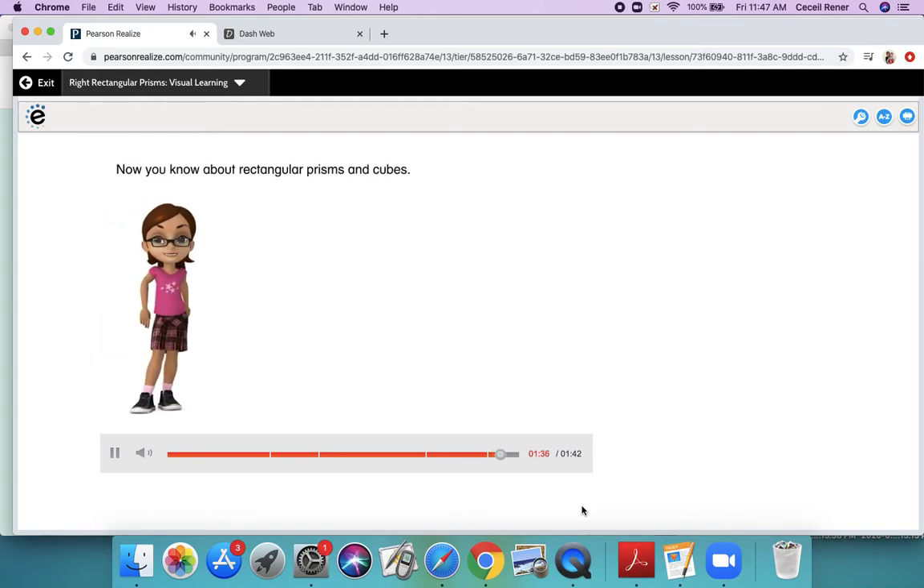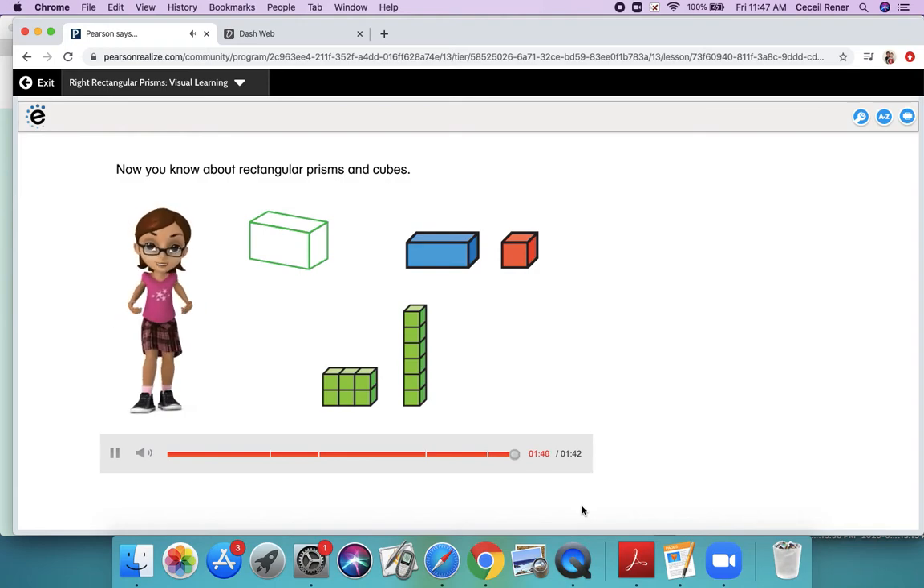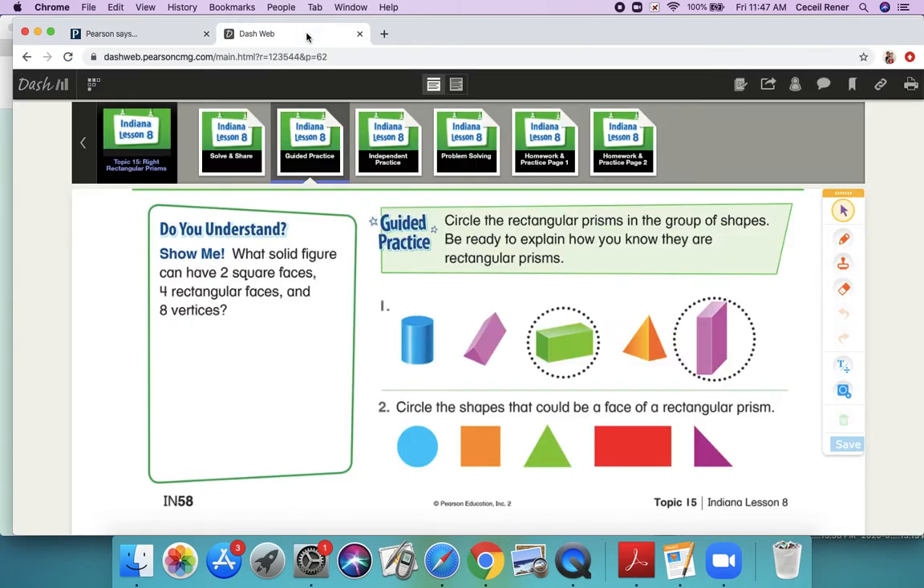Now you know about rectangular prisms and cubes. Good job! Yes, good job. So now we're going to practice. So now we need to be on IN58. It says circle the rectangular prisms in the group of shapes. Be ready to explain how you know they are rectangular prisms.